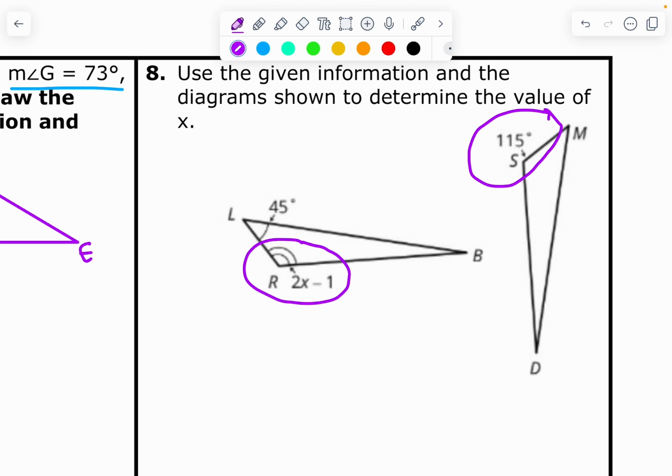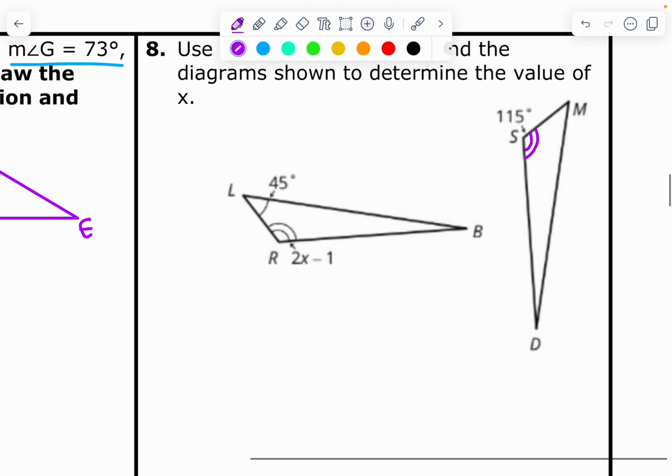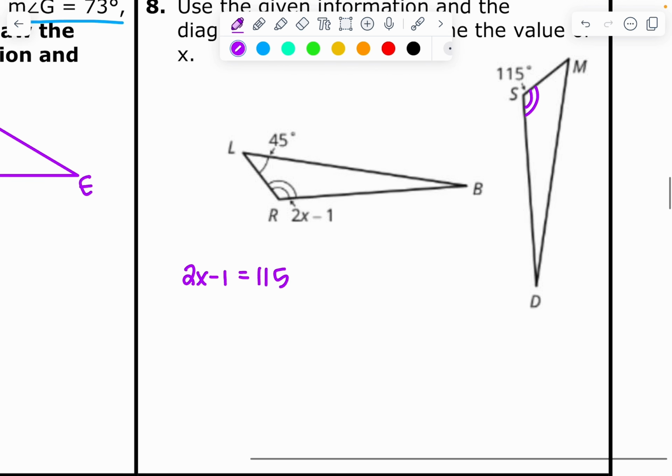So we got those two that are the same. I know they don't look the same, like the numbers don't look the same, but this angle is the same as angle R if those two triangles are congruent. So what you're going to do is set this up like this. And then we're going to do the same thing.